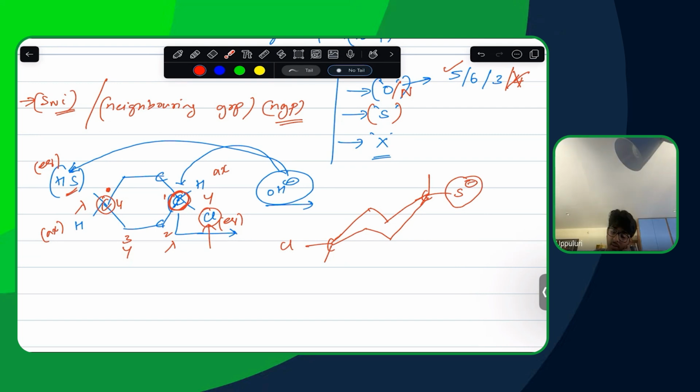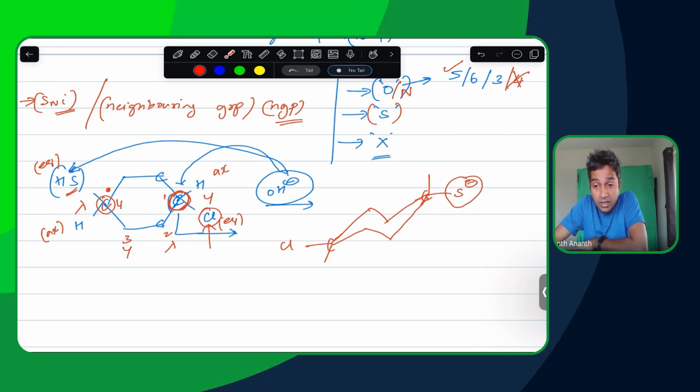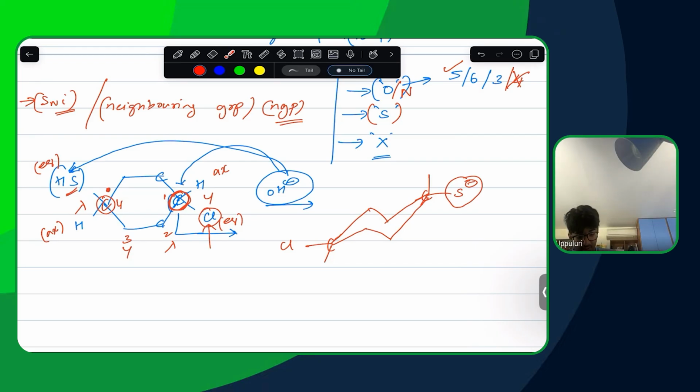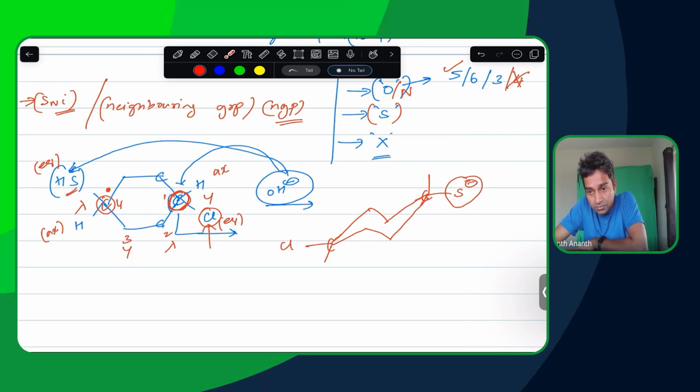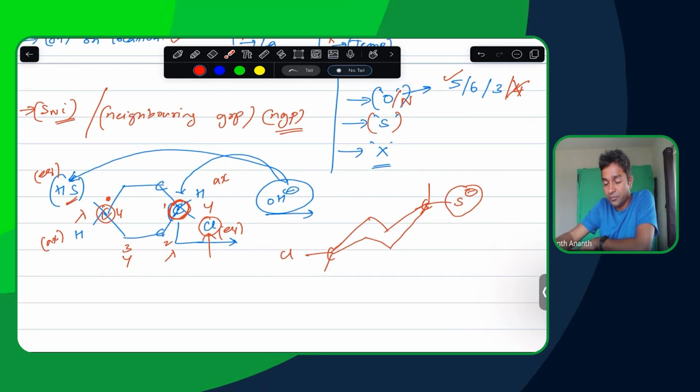So is this puzzle cleared out? Yes, sir. Got it now. Okay, next one. Neighboring group participation. Let's finish off the ring sizes here.